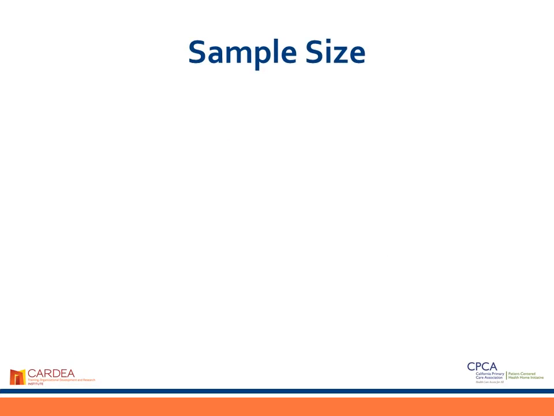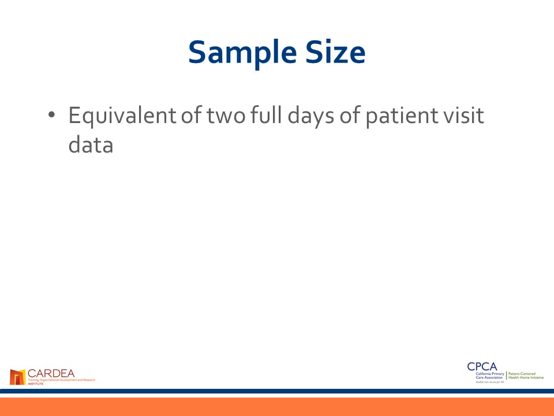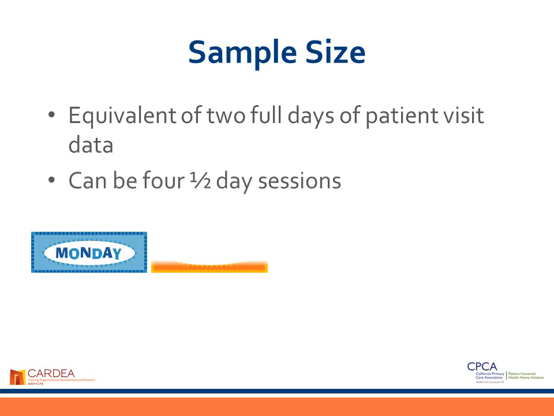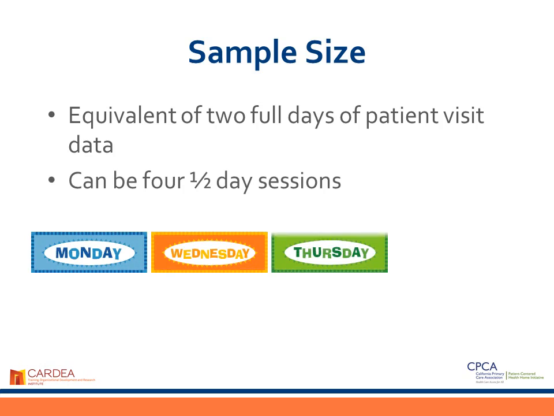It's important to use a sufficient sample size, so we recommend that you gather the equivalent of 2 full days of clinic patient visit data. It doesn't matter if your session time is split between days. For example, you could have 4 half-day sessions, such as a Monday afternoon, a Wednesday morning, a Thursday afternoon, or a Friday morning.